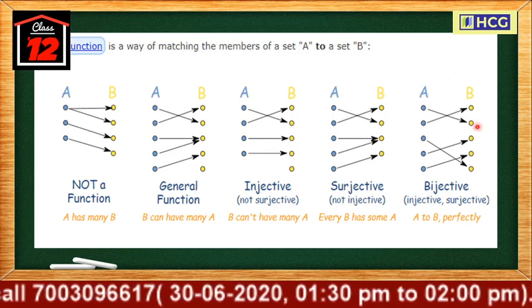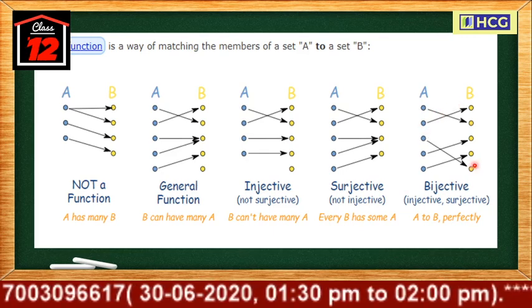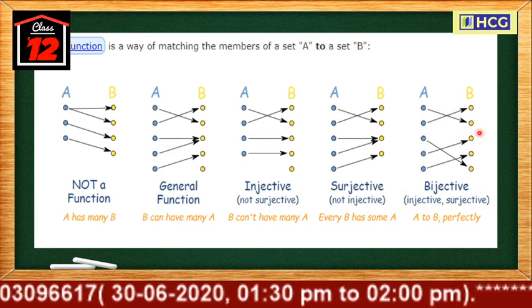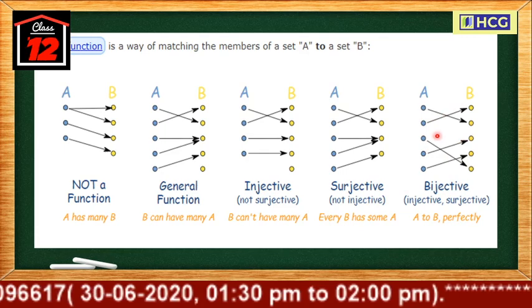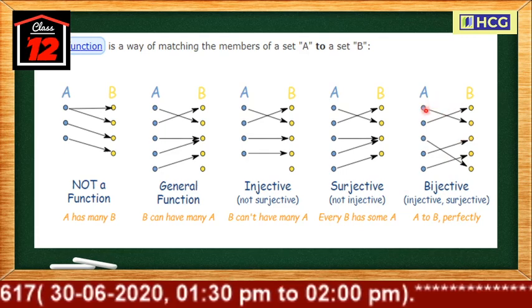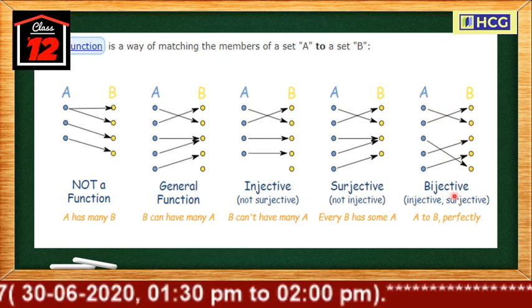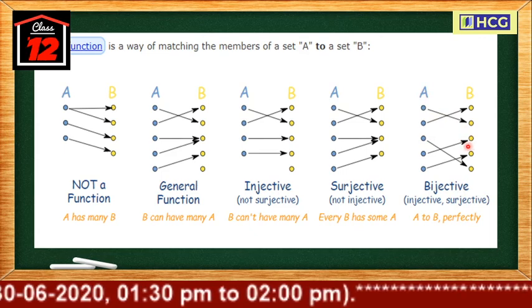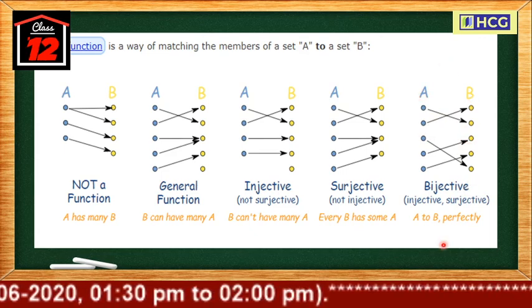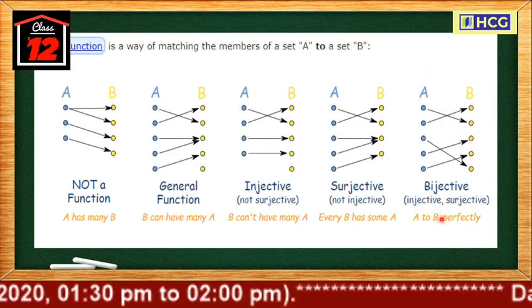Now, this to this, this to this, this to this. Now we see that every element is matched, so this function is injective as well as surjective. Therefore, this function is a bijective function.